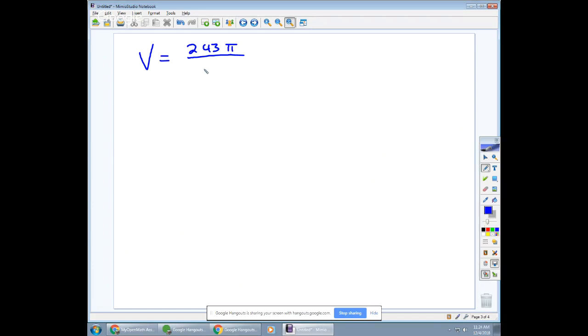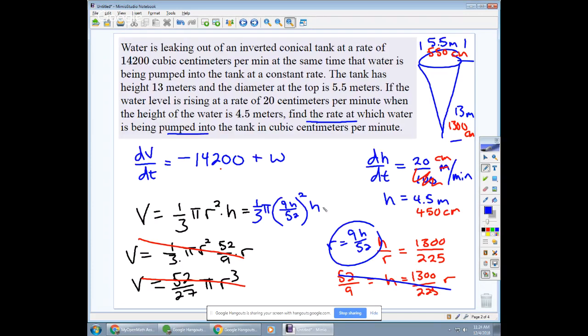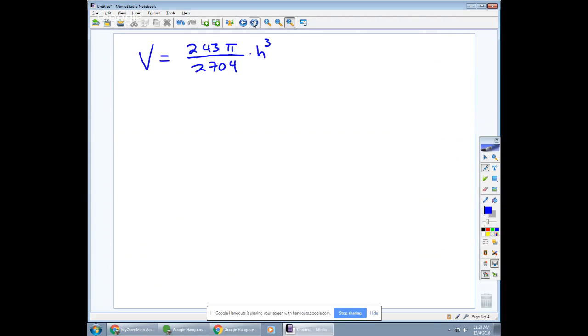2,704 times H cubed. Why H cubed? Because we have an H squared times an H. So I have 9 squared, which is 81. Oh, why did I multiply that by 3? The 3's in the bottom. Darn, I'm having all kinds of trouble today. Good thing I'm checking my work.